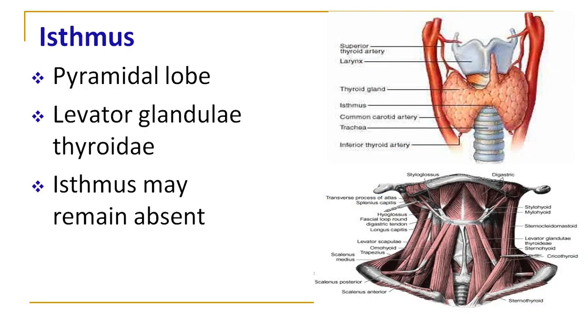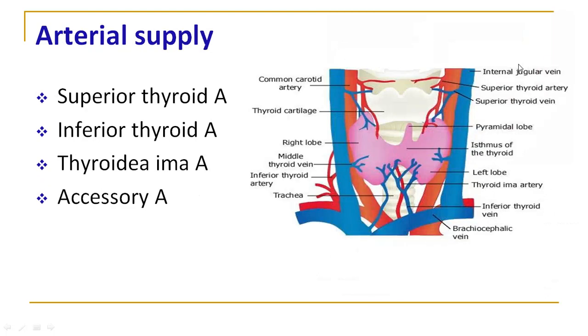Rarely, the upper portion of the isthmus presents a pyramidal eminence or the pyramidal lobe. And one of the other variations includes a fibromuscular band which represents the embryological remnant of the thyroglossal duct, and it's called the levator glandulae thyroideae. That can also be present at the upper border of the isthmus. And rarely, the isthmus can be absent with the presence of only the two lateral lobes.